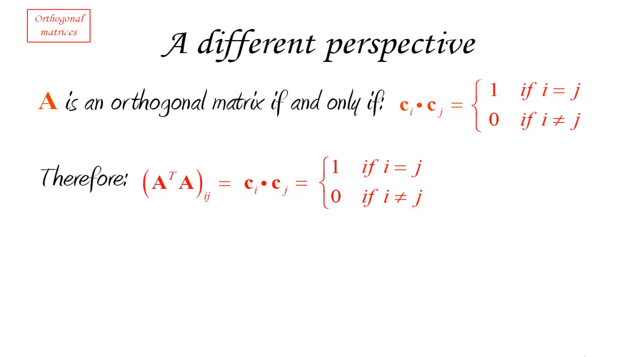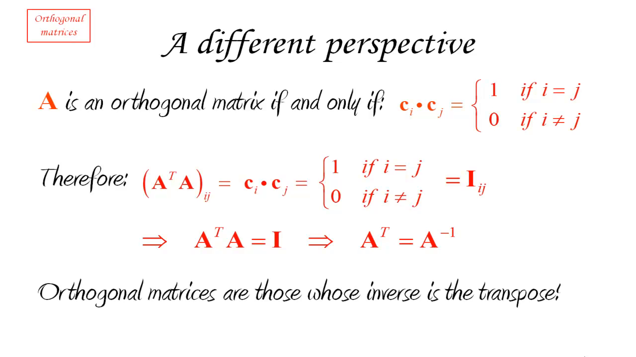But we know a matrix like that. We know a matrix whose elements are 1 on the diagonal when i is equal to j, and 0 when it's off the diagonal when i is not equal to j. And of course, that's the identity matrix. So what have we found out? What we found out is that for an orthogonal matrix, the product of A transpose times A is equal to the identity, which means that A transpose in this case is actually the inverse of A. And so if we're dealing with orthogonal matrices, computing the inverse is done by simply transposing the matrix. Therefore, orthogonal matrices can be seen as those square matrices whose inverse is the transpose.